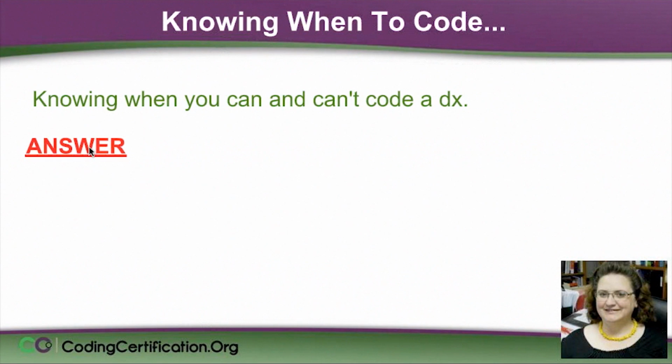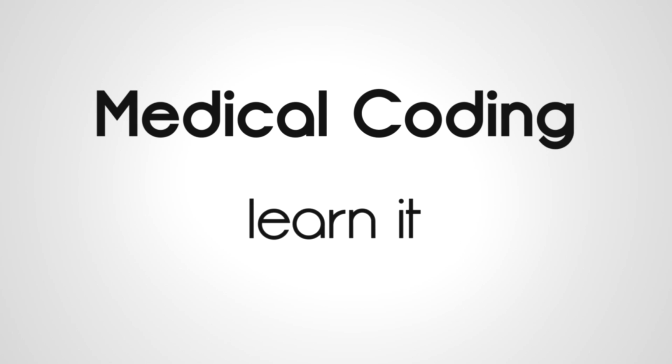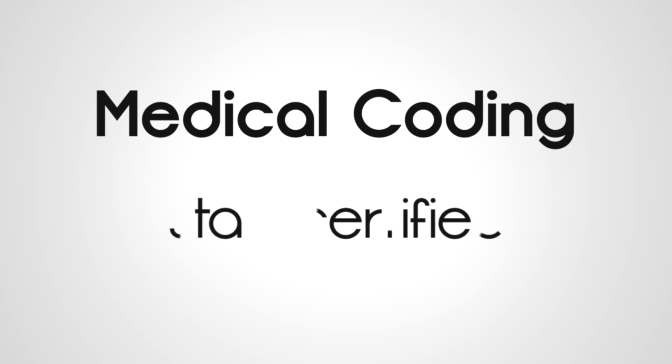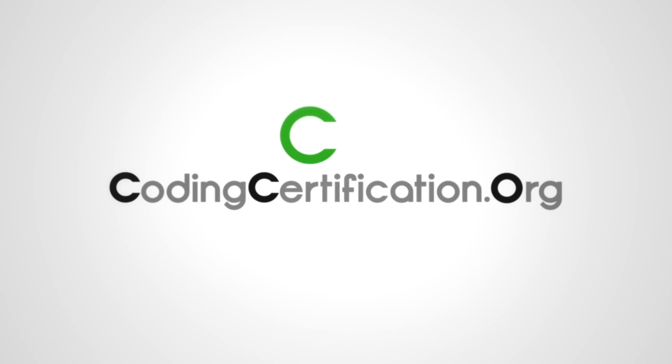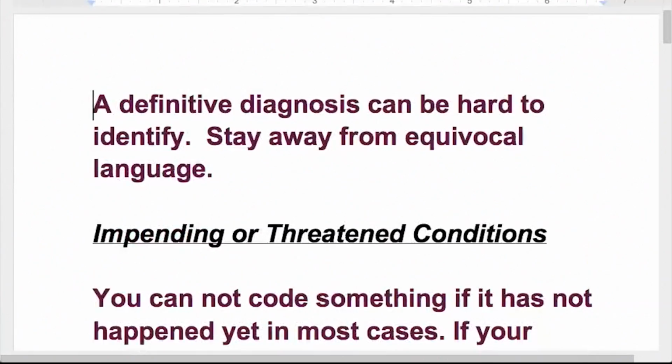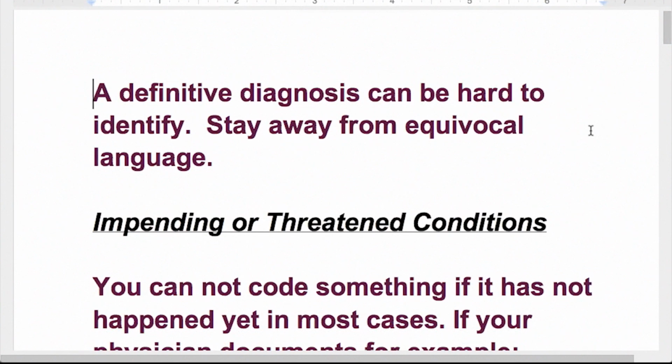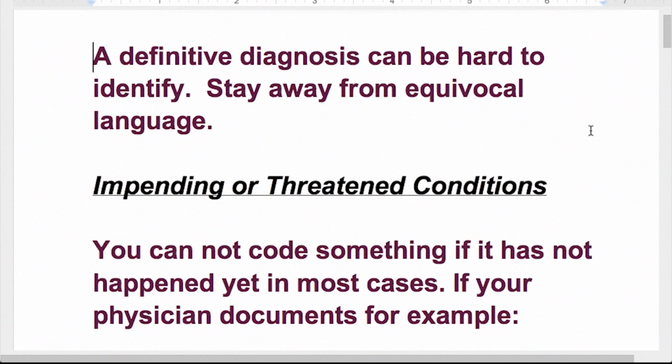One of the questions that we get from new students is knowing when you can and cannot code a diagnosis. I think a lot of students, as soon as they learn how to look up codes, are ready to code everything that they see. And every new student does it. I remember I did it. I wanted to call myself a super coder because I wanted to code everything. It's fun to code, but you can't do that. You need to code only definitive diagnoses, and they can be hard to identify.